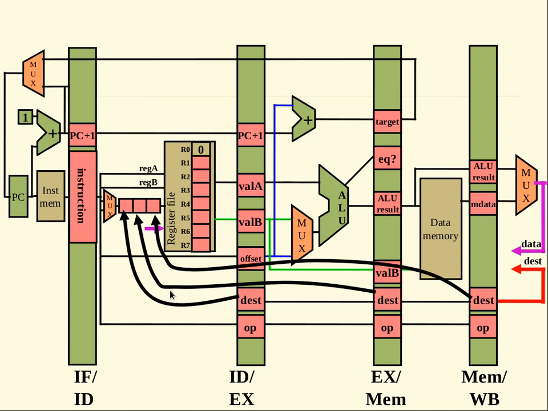Which of those is easier to implement? Stalling. Stalling, right. Which one does your lab ask you to do? Probably forwarding. Yeah, you got it.